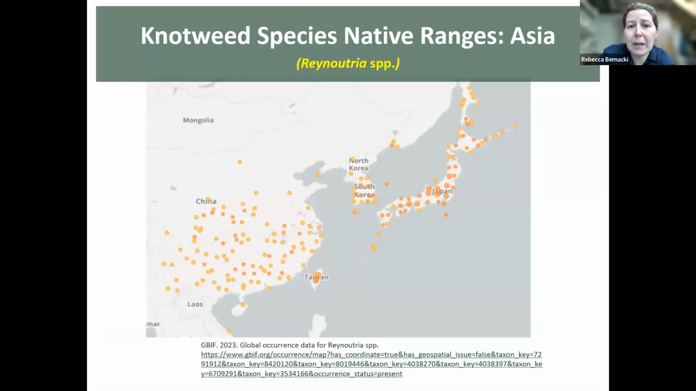As we can assume from the name Japanese knotweed, the native range of this species is Asia. So this is just an occurrence map showing some global occurrences of knotweed species in their native range.